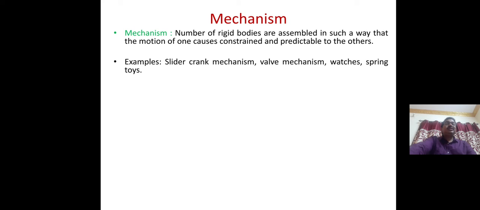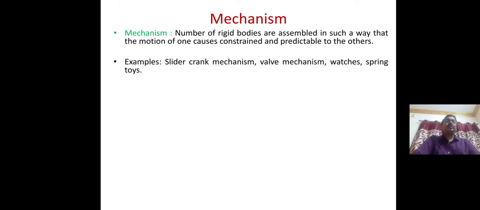Examples are the single slider crank mechanism, valve mechanism, watches, and spring toys. Generally, we observe toys. Spring toys also work because relative motion is there, but there are no forces or useful work you get from the toys. So that is one of the mechanisms. If it is getting useful work, then it is called a machine. If it is not getting useful work and only some motion is being transmitted, then it is called a mechanism.